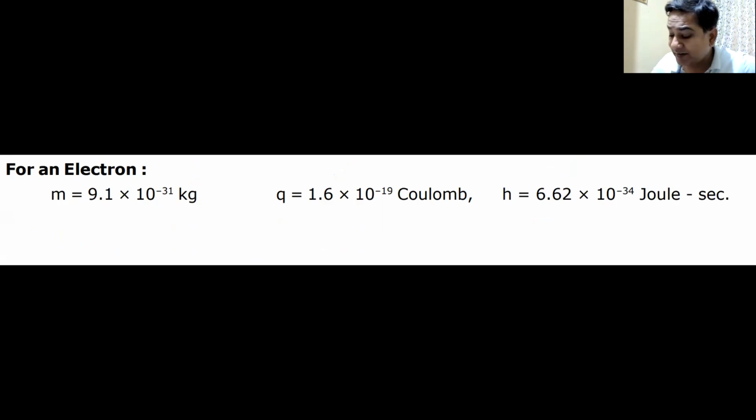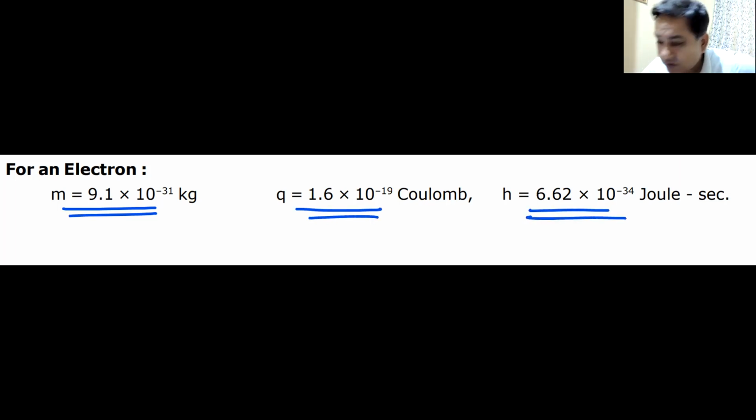So, the first particle is an electron. Mass of an electron is this much. You may not know it, but this is the value. Charge of an electron is this much. You may not know the value, but this is the value. Planck's constant is this much. You may not know the value, but this is the value. Yes, sir.